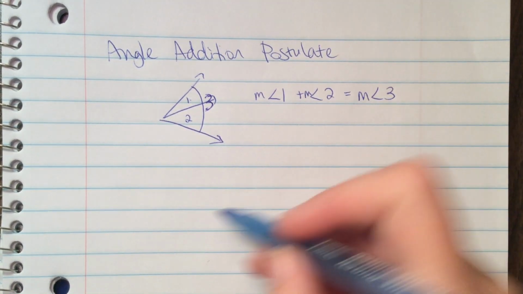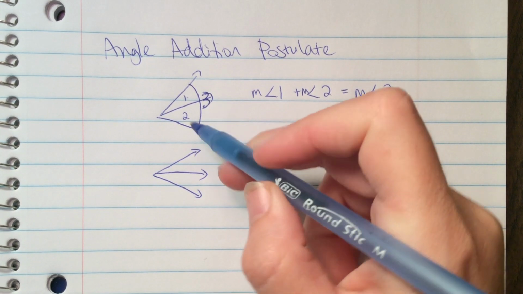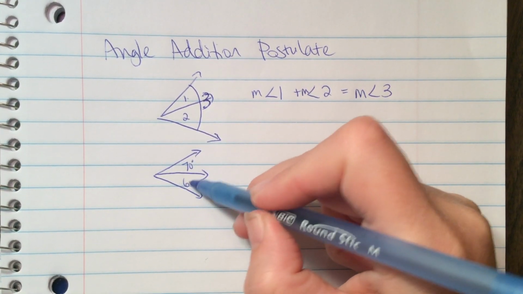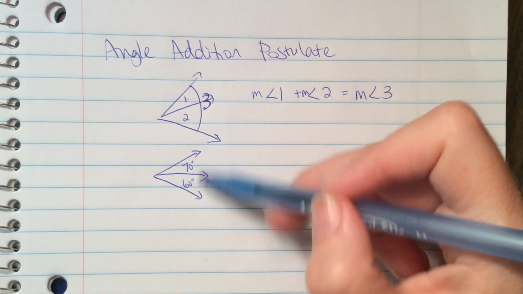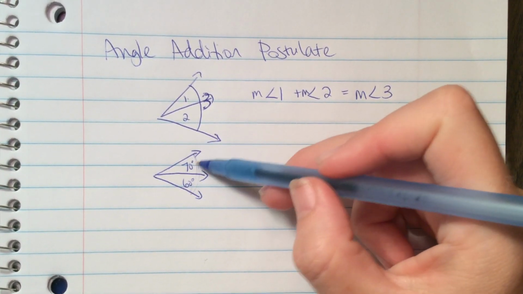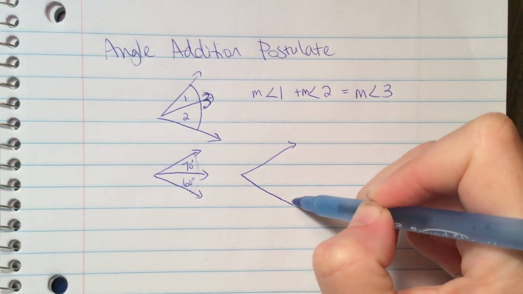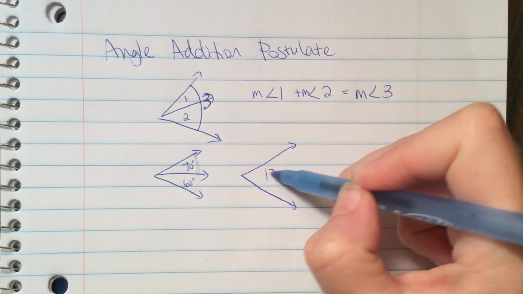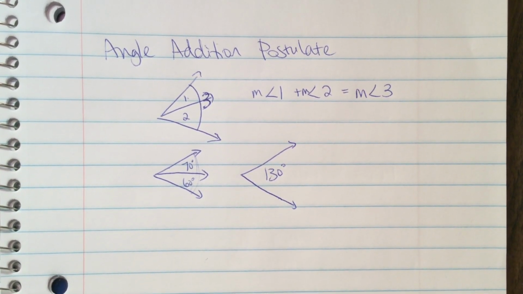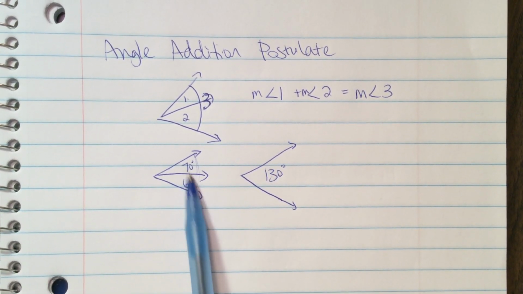If this was, I'll draw it again. Let's say this was 70 degrees and this was 60 degrees, then the larger angle would be 130, because together, if I didn't have it split up and I was just drawing that angle for the first time, it would have to be a 130-degree angle. But they took this 130-degree angle and they broke it up into two smaller pieces.